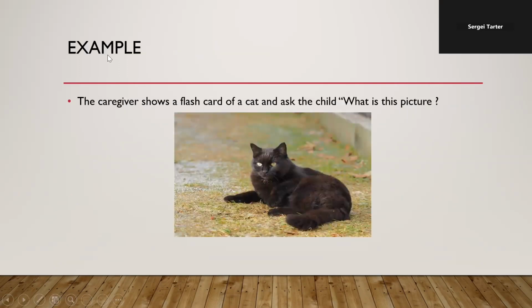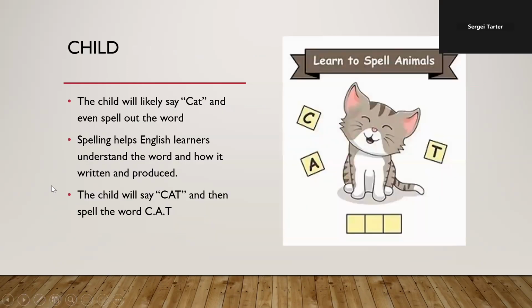Example of scaffolding: the caregiver shows a flashcard of a cat and asks the child, "What is this picture?" The child will say, "Cat," and even spell the word. Spelling helps English learners understand the word and how it's written and produced. The child will say cat and then spell the word, C-A-T, just like in this picture.